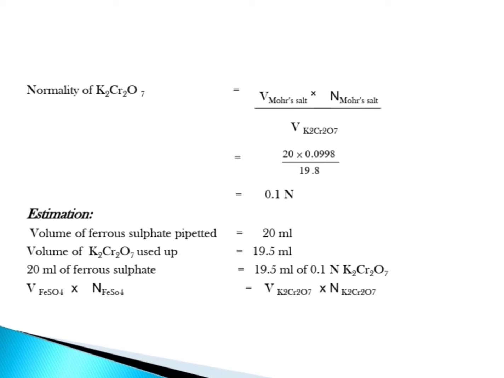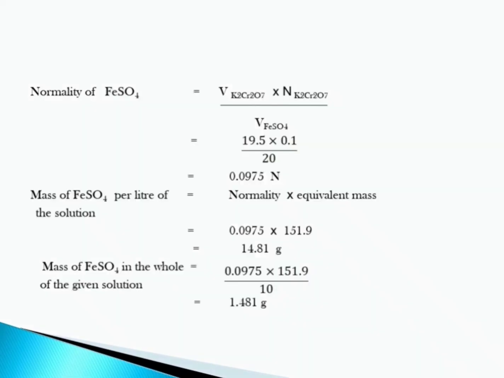Estimation. Here the amount of ferrous iron is estimated in the whole of the given solution. Volume of ferrous sulfate pipetted is 20 ml. Volume of K2Cr2O7 used up is 90.5 ml. So when 20 ml of ferrous sulfate is titrated against 90.5 ml of 0.1 normal K2Cr2O7, we get the end point in the color change of green to violet. So at the equivalence point, we can get normality of FeSO4 as volume of K2Cr2O7 multiplied by normality of K2Cr2O7 by volume of FeSO4. Substituting the values as 90.5 multiplied by 0.1 by 20, we get normality of FeSO4 as 0.0975 normal.